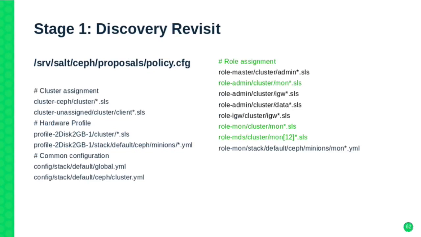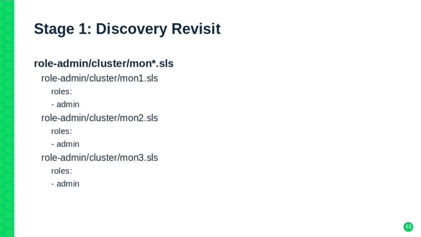The next piece is the role assignment. And you can see what I've highlighted there is the role admin for monitor, the role mon, and the role MDS. And that was just to show you that it is globbing. It's just shell globbing like you normally used to. So that in this case, I'm saying that these machines that match this glob, I want them to have an admin key. I want them to be monitors. But of the ones that would be mon1 and mon2, I want them to be MDS as well.